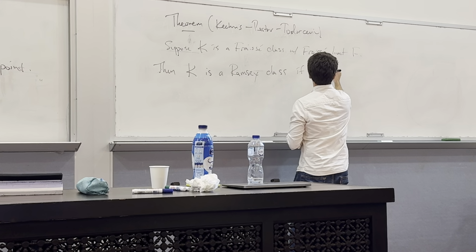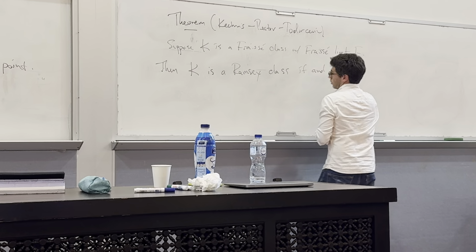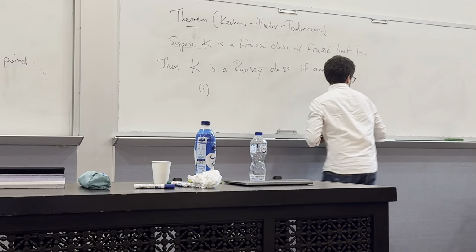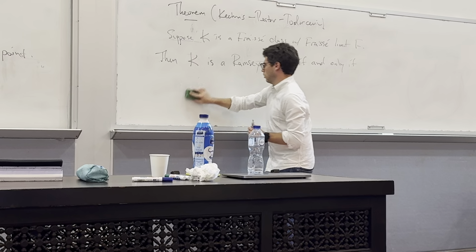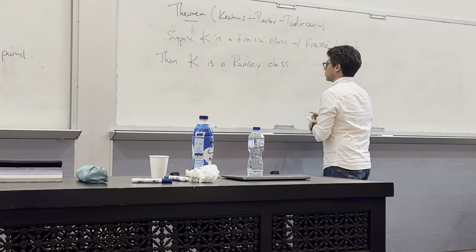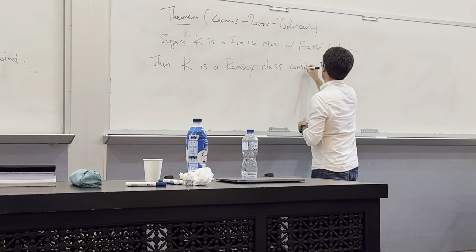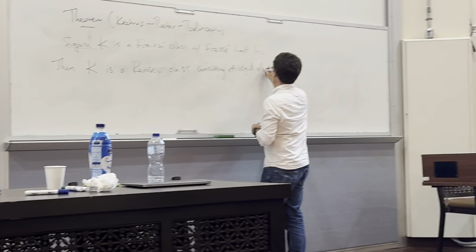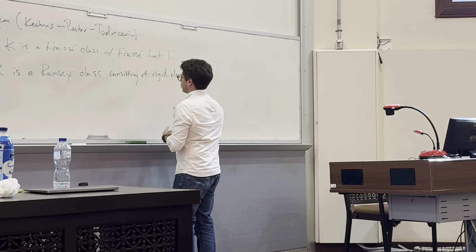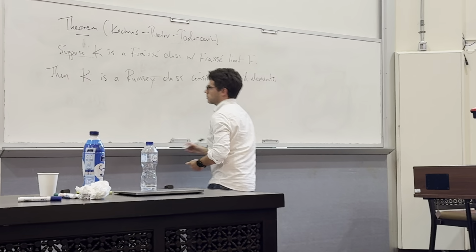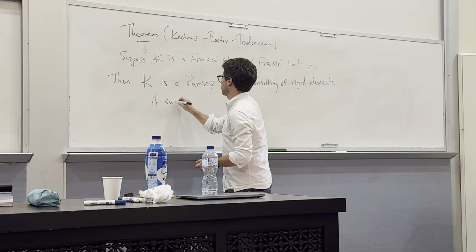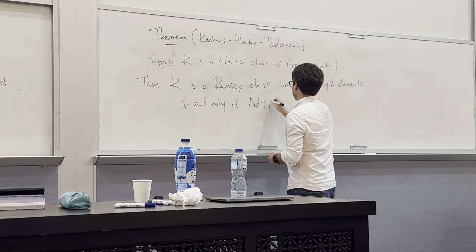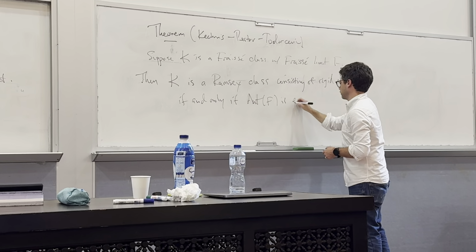If and only if... oh, no, sorry. K is a Ramsey class consisting of rigid elements, the structures in the class have no automorphisms, if and only if the automorphism group of F is extremely amenable.